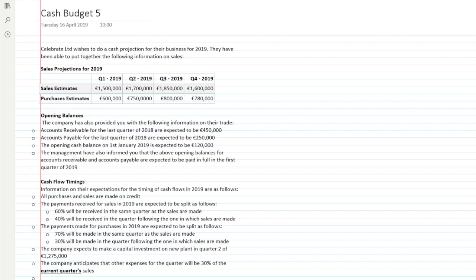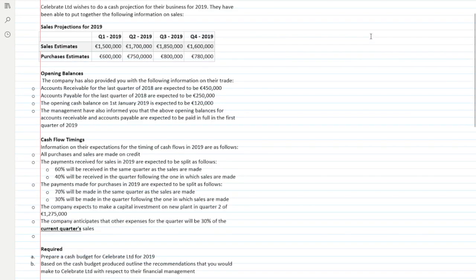A cash budget question. So cash budget questions are all about timings. In this question, payments received are split 60% current quarter, 40% next quarter, and payments made 70% current quarter, 30% next quarter. We also have expenses as well.